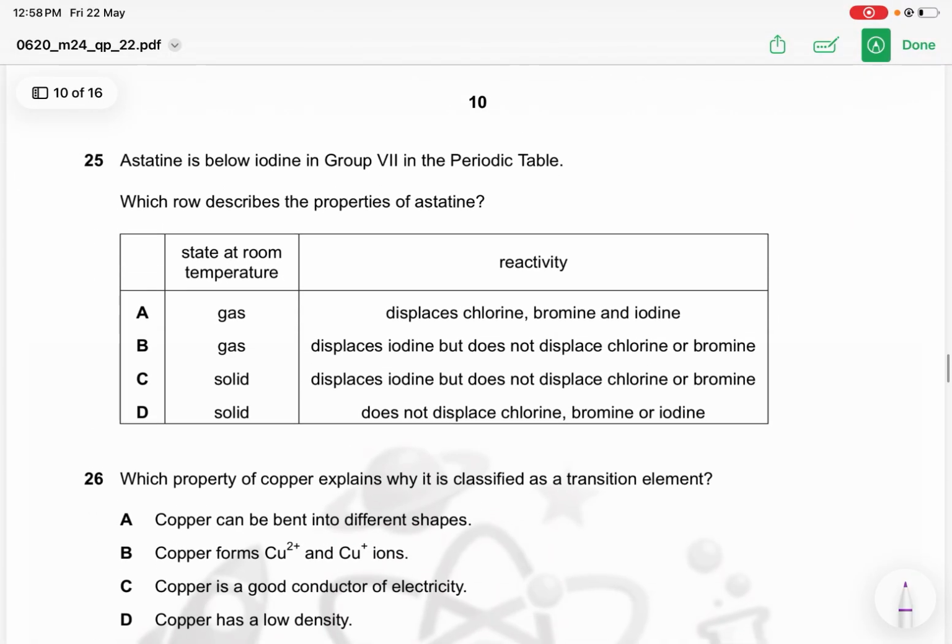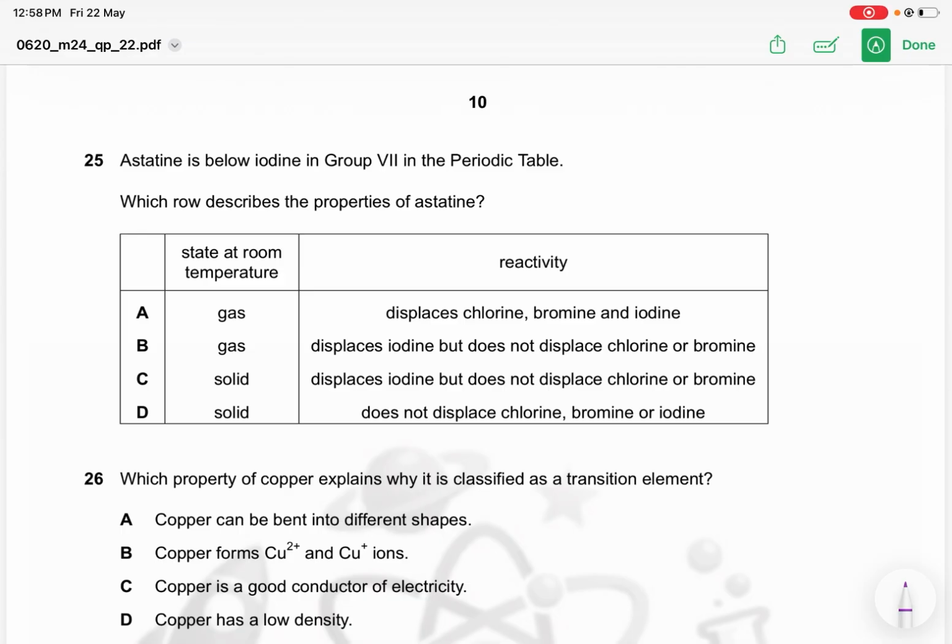25th, astatine is below iodine in group 7 of the periodic table. Which row describes properties of astatine? So we should know that as we go down the group, the physical state of the halogens changes from gas to solid. Okay, because astatine is below iodine, it needs to be solid.